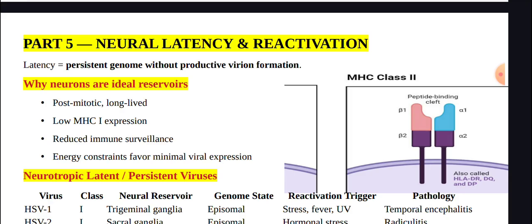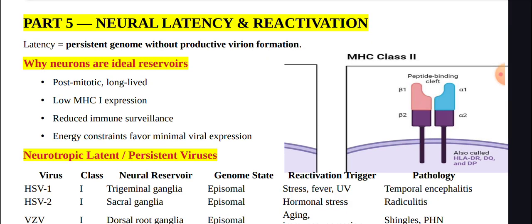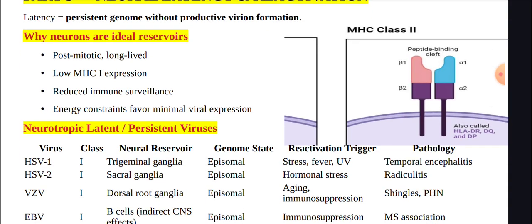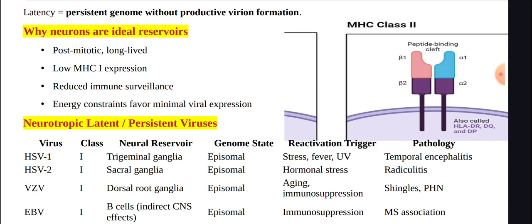Neurons deliberately downregulate MHC-I. They keep the curtains drawn. So the T cells walk by, they know a neuron is there, but they can't see what's happening inside. Exactly. They can't verify the infection, so they don't attack. This allows viruses like herpes simplex and varicella zoster to sit inside the ganglia for decades without being destroyed. It's an immune blind spot.